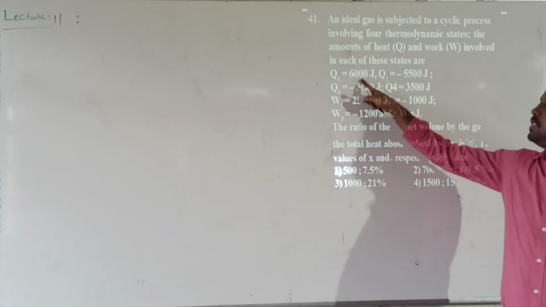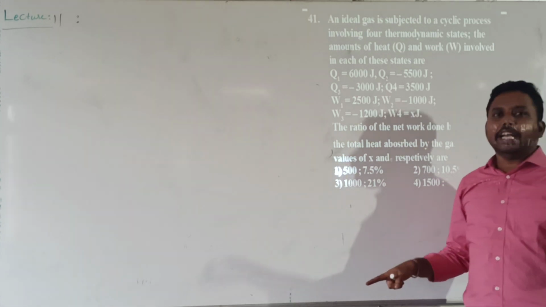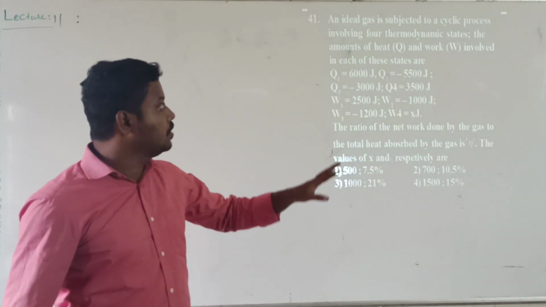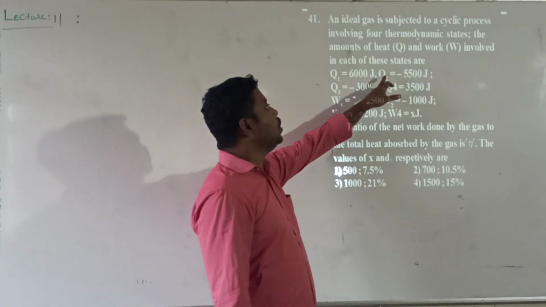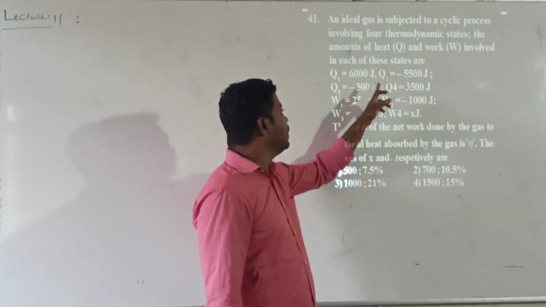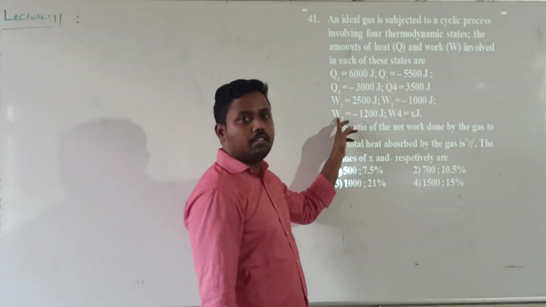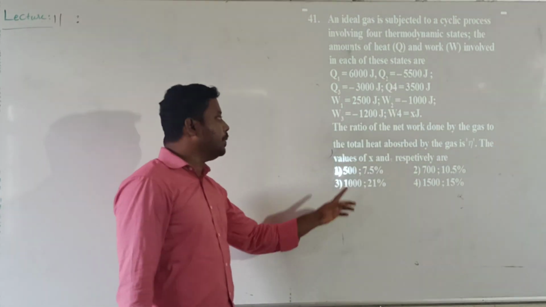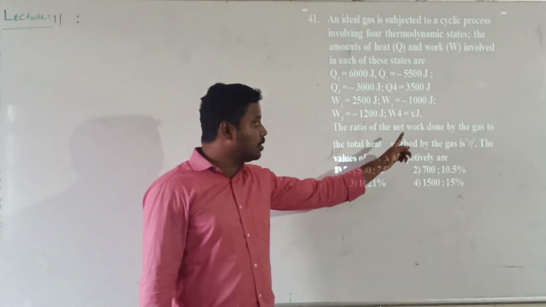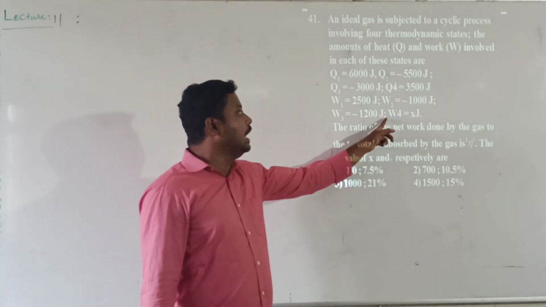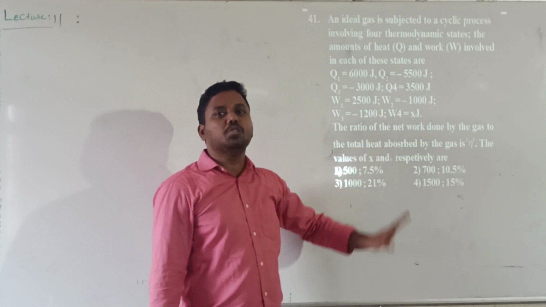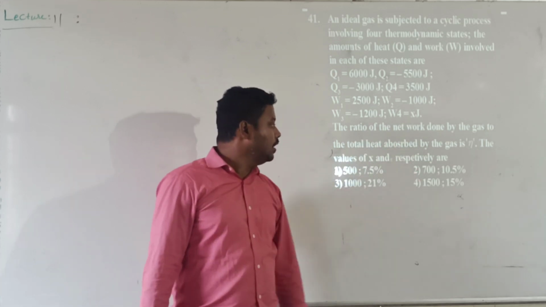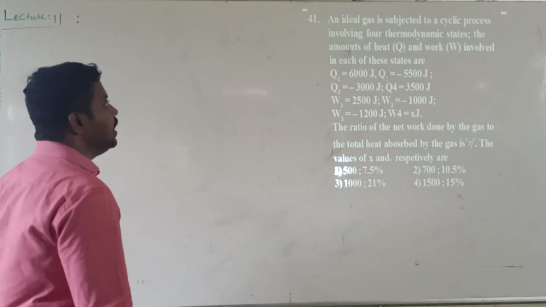So Q1, always sign convention you know: whenever heat is given to the system it is positive, heat taken from the system is negative. So Q1 value is 6000, Q2 value is minus 5500, Q3 and Q4 are given, and work done is also given. The ratio of the net work done by the gas to the total heat absorbed is called efficiency. The last work done is given as x into G. They are asking us to calculate the x value and the efficiency value.